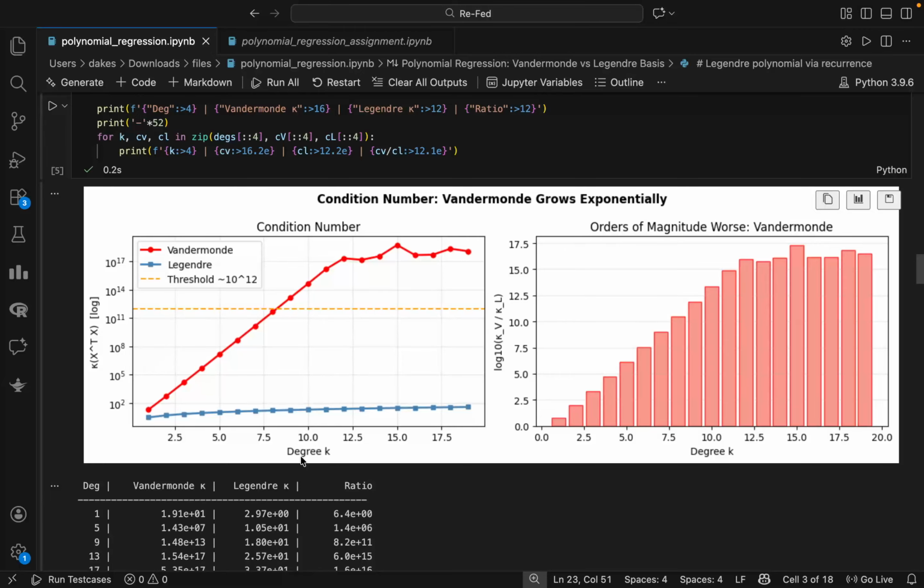The Vandermonde condition number grows exponentially with degree. It crosses 10 to the power 12 by around degree 8, and reaches 10 to the power 18 at degree 19. The Legendre condition number grows much more slowly and stays moderate throughout. The bar chart on the right shows this is not a small difference. At degree 15, the Vandermonde is tens of millions of times worse, right?